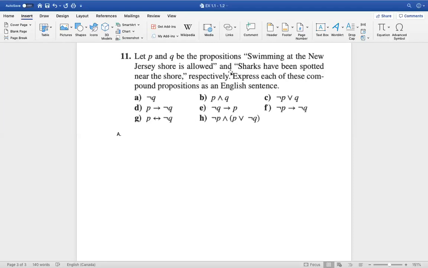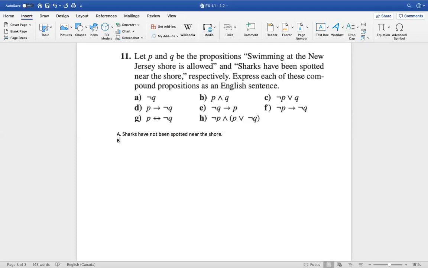Okay, let's start. So here we have 2 propositions. Swimming at the New Jersey shore is allowed, and the other is sharks have been spotted near the shore. So they are denoted by P and Q. And we are asked to express these in English sentences. So here, let's take the A part. It is negation of Q. So this sign over here is the sign of negation. We know that Q is sharks have been spotted near the shore. So the negation of this statement will be sharks not being spotted near the shore.